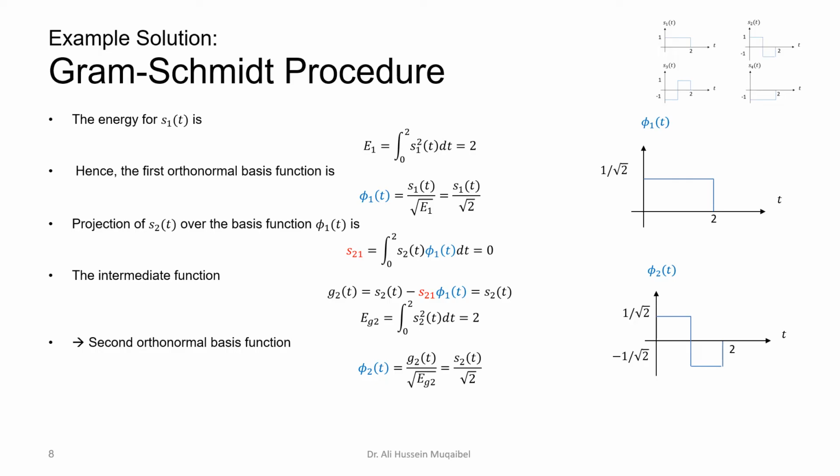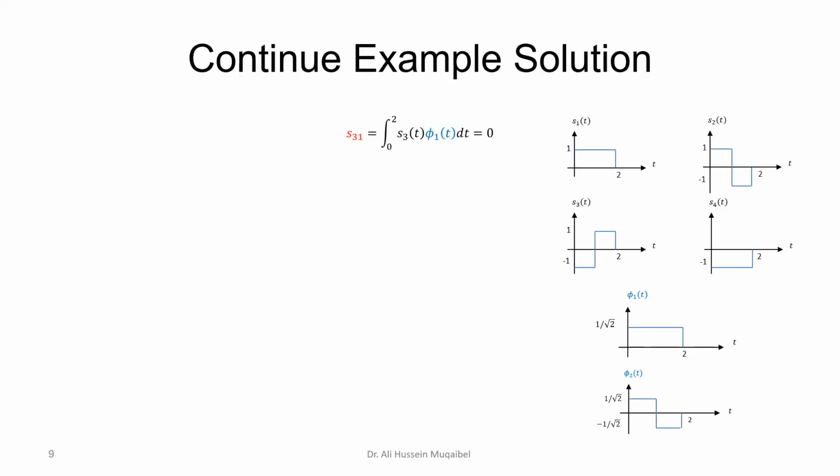Now we are having 2 bases. Let's see if we have more or not. I'll take the third signal and project it on the first 2 bases. Okay, here for simplicity, I'm just reproducing the 4 signals, and with the 2 bases. The third signal, when projected on phi 1, I got 0 because we have positive and negative cancels out.